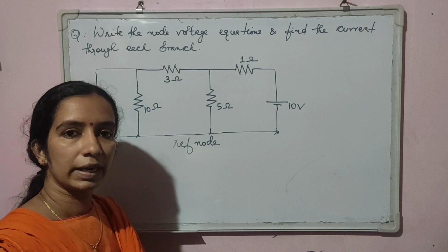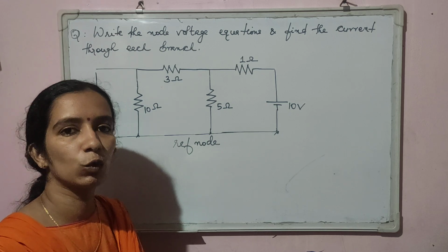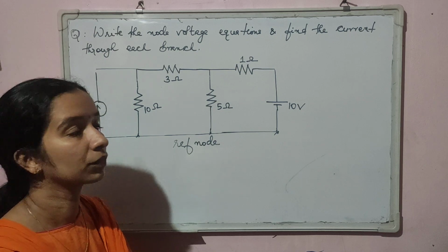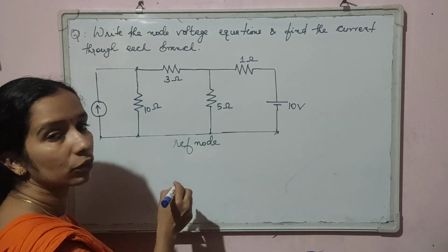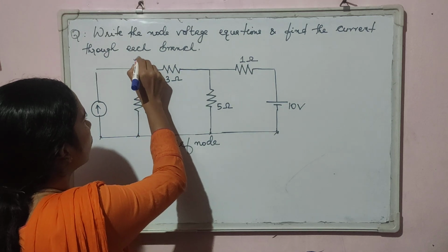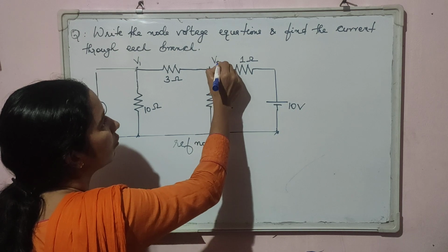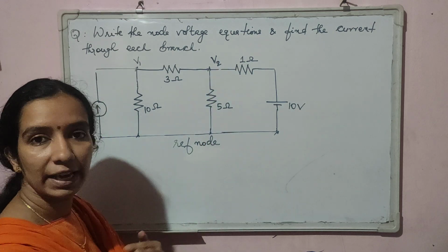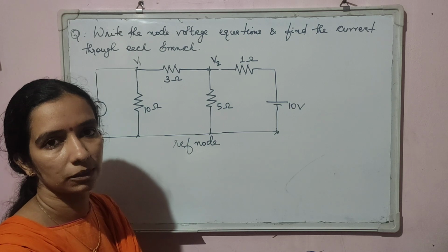Now identify the various multiple nodes in the circuit and assign voltages to those nodes. So here the multiple nodes are, this is a multiple node and let its voltage be V1, and this is another one, let it be V2. So we have identified the reference node as well as two other nodes.